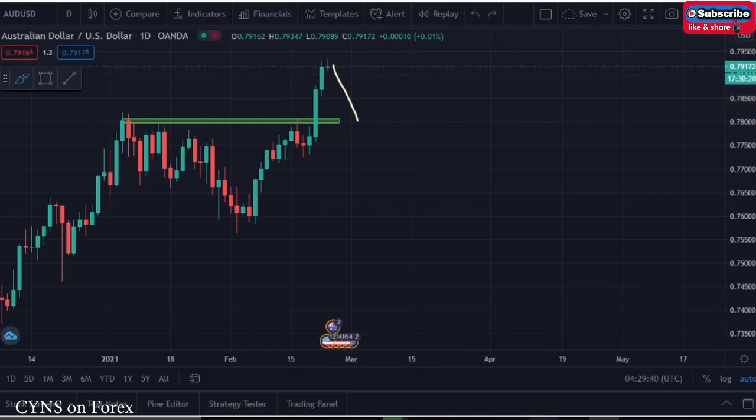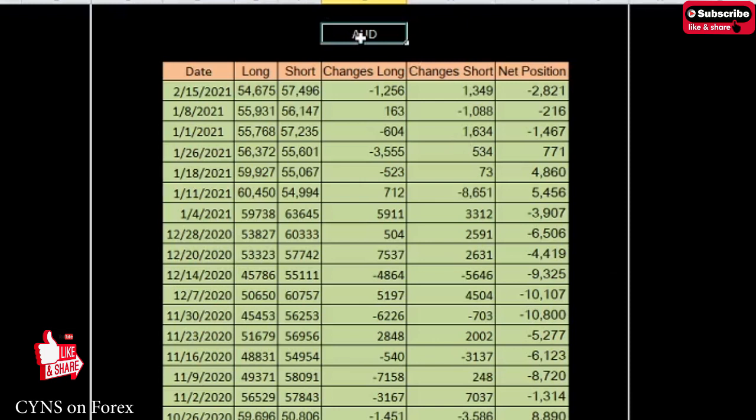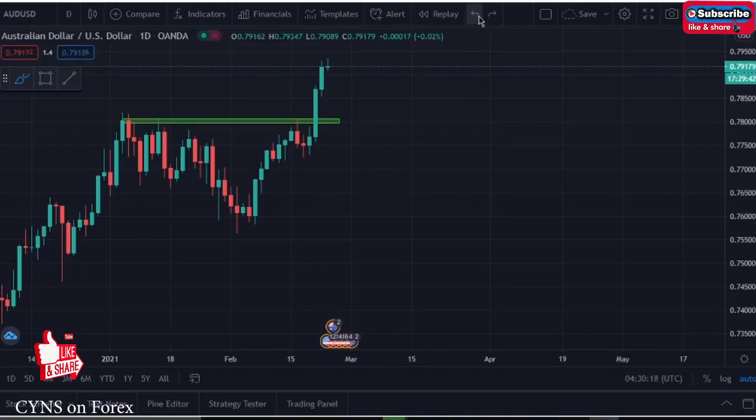Now let's see the Commitment of Traders perspective, which is what the big players are currently doing in the market. What can we see in the last report? In the last report, net position decreased from minus 262 to minus 2.8k, with 1.3k shorts added and 1.2k longs closed. Currently we have 54.6k long with 57.4k short. Because we can expect AUD getting weaker against USD, overall we can expect the AUD USD market to move to the downside.